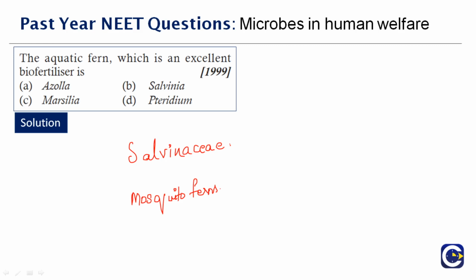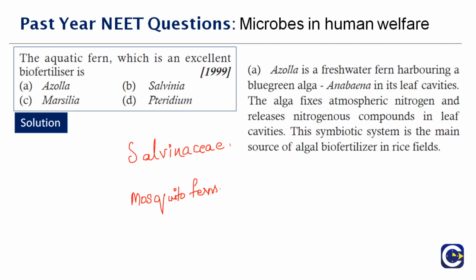So out of the 4 options, the aquatic fern, which is an excellent biofertilizer, is option A, Azolla. Now what about the rest that are given here? You have Salvinia and all that, right? Salvinia, Selaginella, all these are not ferns but they are plants. Now what about Marsilea? Marsilea, you have in option B, right? Marsilea belongs to a genus of approximately 65 species, and it's once again a plant. Pteridium is also a plant. So here they are asking us exclusively for a fern. Therefore the correct answer is option A.